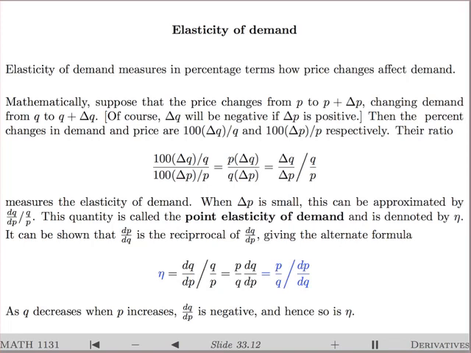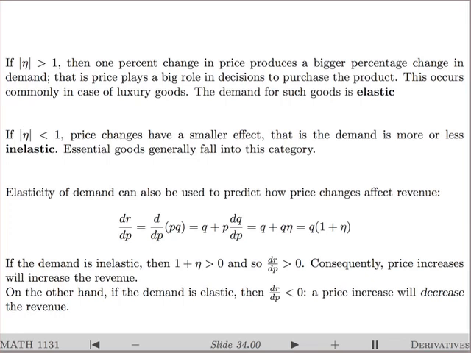Of course, since P and Q move in opposite directions, one decreases when the other increases, the derivatives will be negative, so eta is also negative. Some people use absolute value. We will follow the textbook and keep the sign as it is. So the meaning of the point elasticity of demand is that if you change the price by 1%, then the demand changes in the opposite direction by eta percent. If you change the price by some percent, the demand changes by eta times that percent.